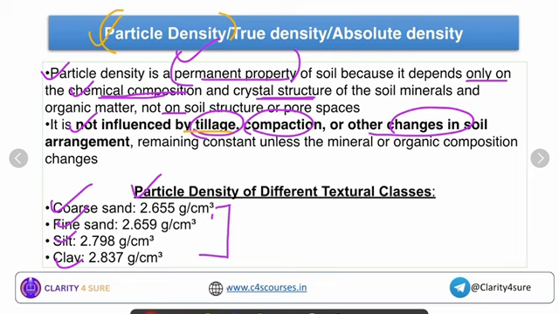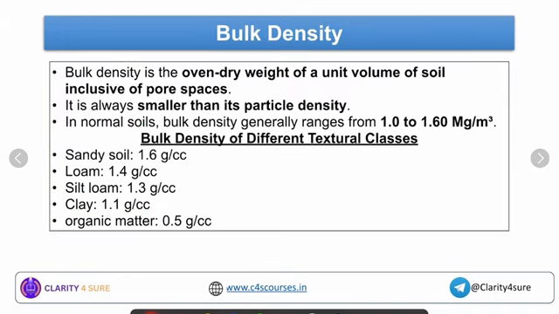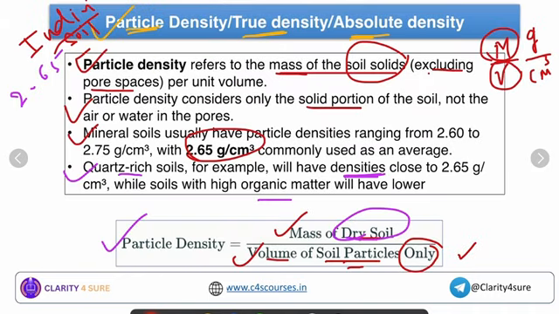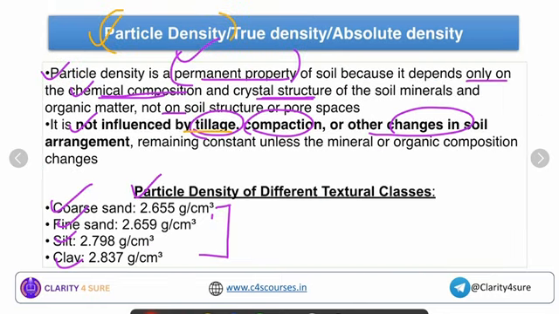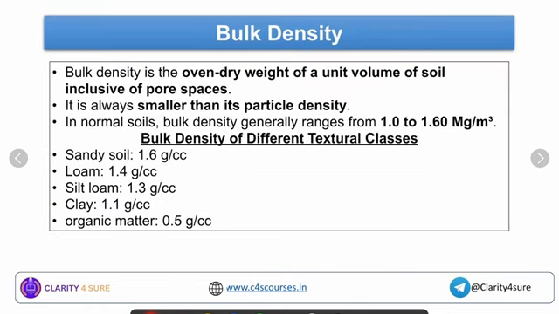Okay, so we will see that in the next slides. I hope you understood that particle density considers only the individual solid particle, and it is going to exclude the pore spaces. So yes, this was about the particle density.